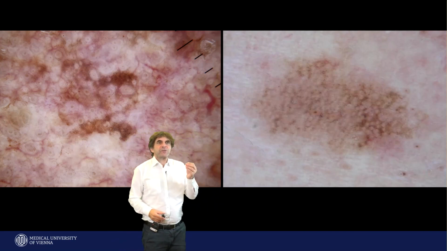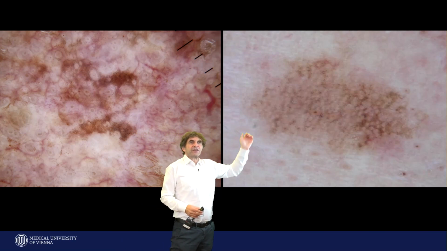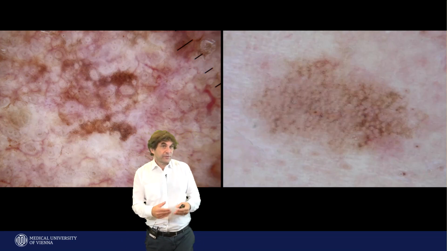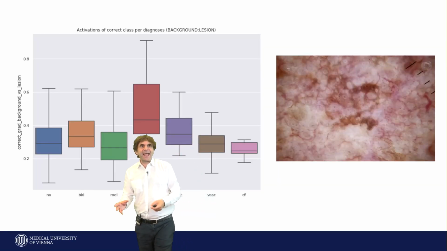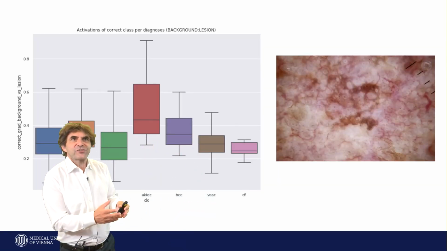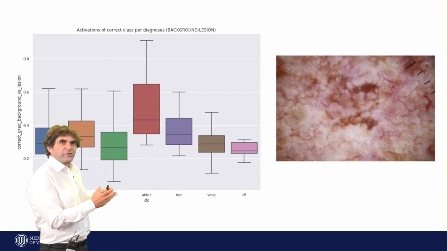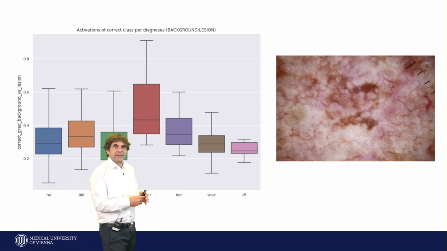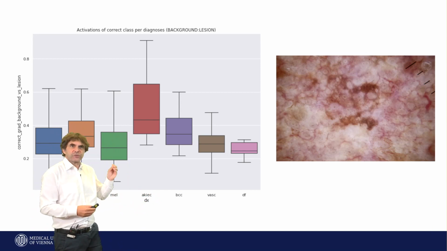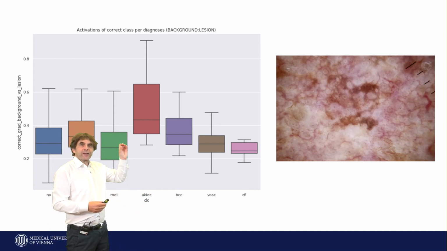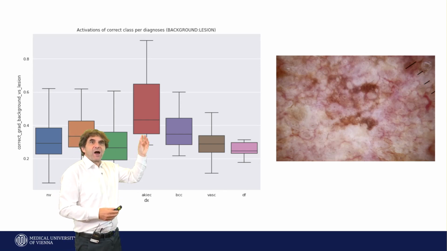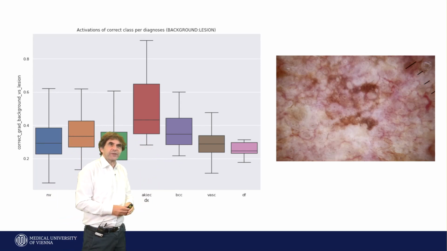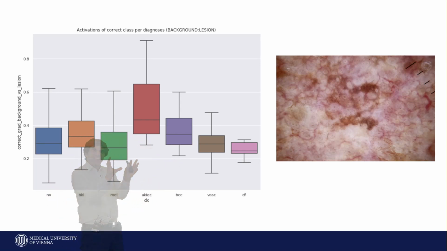Now, humans usually look at the lesion and not at the background, because this is where the money is usually. This is where the information is. But when we looked at the class activations for all diagnostic categories, for all the 7 diagnostic categories, we saw something interesting. The AI model had a higher class activation for the background in pigmented actinic keratosis than for all other diagnostic categories. So there was a lot of background attention.